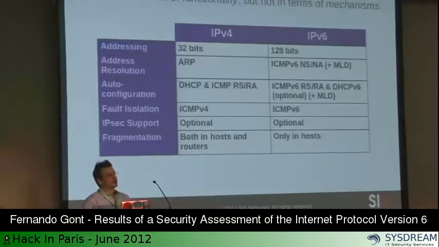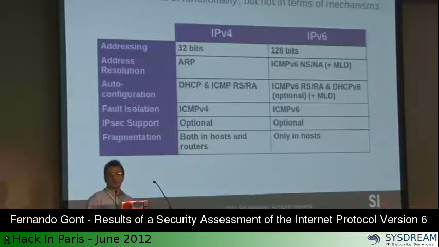When it comes to fault isolation, being the ability of the network to report problems to the nodes sending packets, it's done with ICMP in the IPv4 case, and with ICMP version 6 in the IPv6 case. This is probably one of the areas in which these two protocols are most similar. Of course, the syntax of the packets changes, but essentially the protocol is the same.